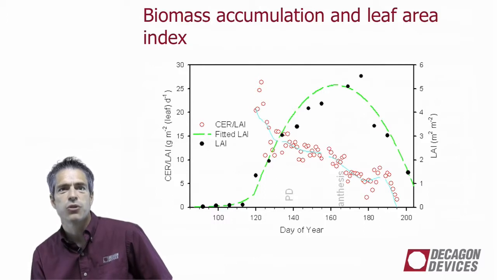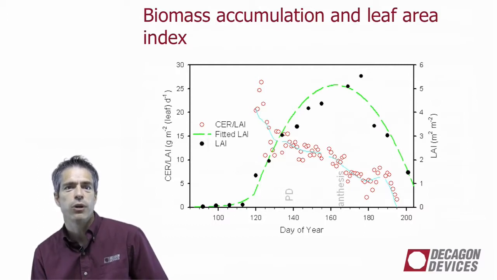And then also graphed there in the red dots are this CER divided by the LAI. What you notice on that line is that as the leaf area index increases, we actually have a decreasing CER to LAI ratio, which means for the leaf area, we were doing less biomass accumulation as the season went on. Essentially, we were covering leaves with other leaves, and they were not as productive later in the season.